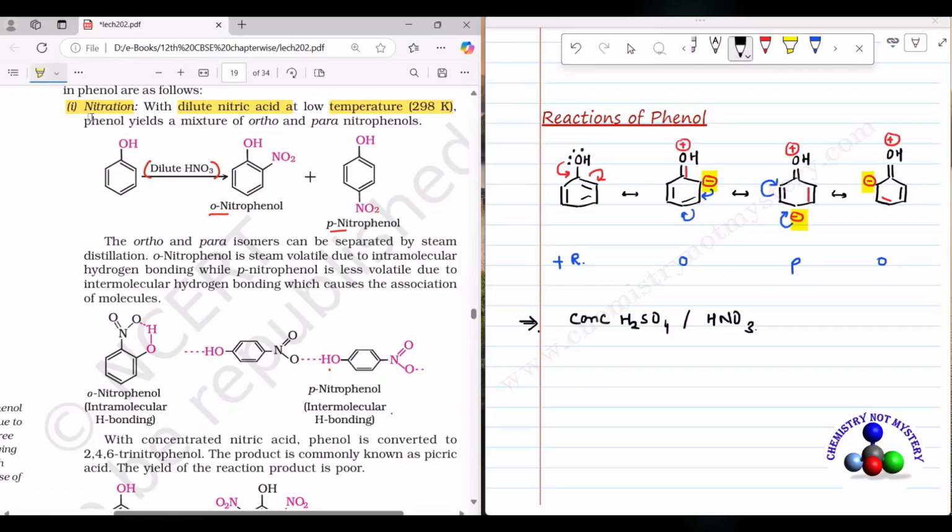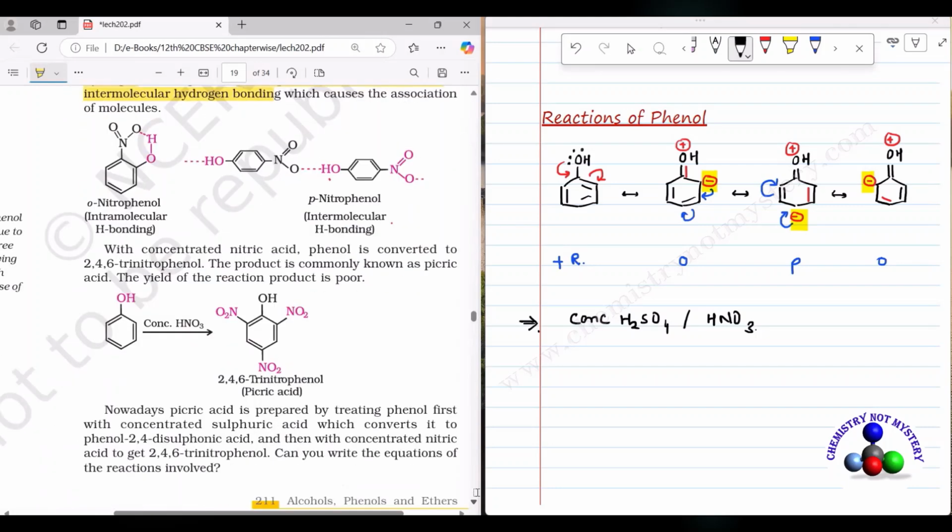The ortho and para isomers can be separated by steam distillation. Ortho-nitrophenol is steam volatile due to intramolecular hydrogen bonding, while para-nitrophenol is less volatile due to intermolecular hydrogen bonding, which causes the association of molecules. Now let's see the structure of ortho-nitrophenol and para-nitrophenol.